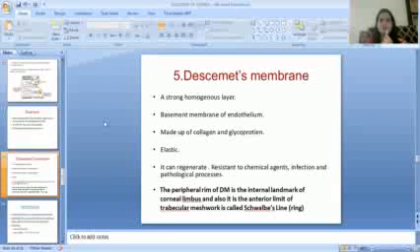The fifth layer is Descemet's membrane. It is a strong homogeneous layer. It is the basement membrane of the endothelium, made up of collagen and glycoproteins. It is elastic. It can regenerate. It has resistance to chemical agents, infection, and pathological processes. The peripheral rim of Descemet's membrane is the internal landmark of the corneal limbus, and also it is the anterior limit of the trabecular meshwork, which is called Schwalbe's line.